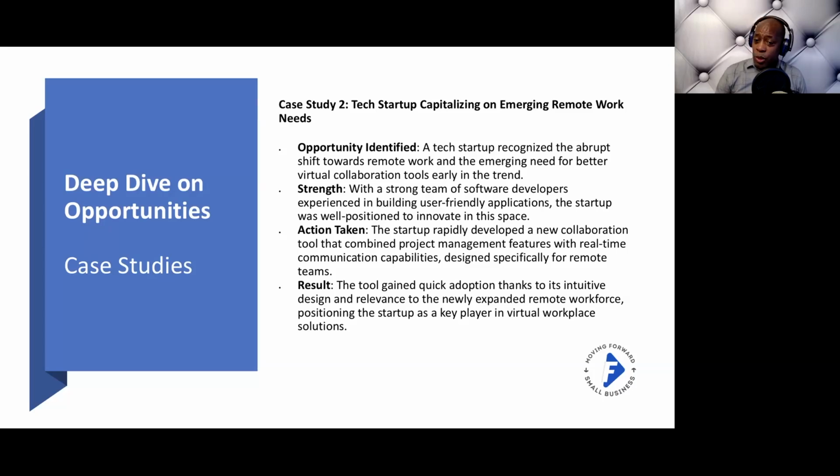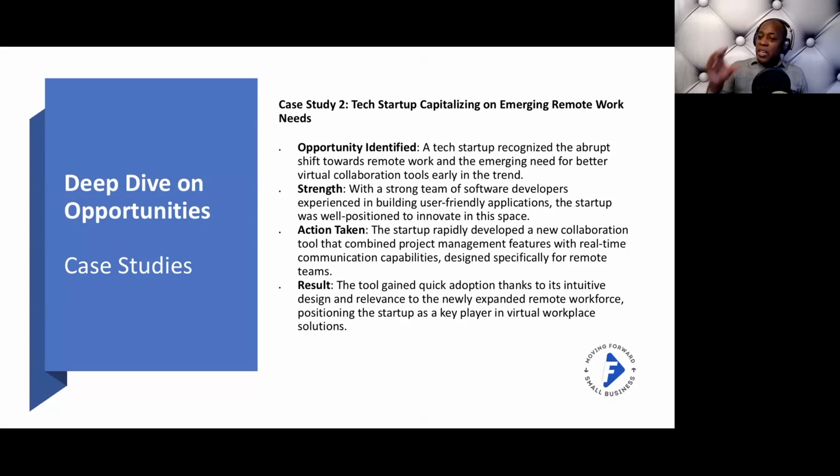And then the result was the tool gained quick adoption thanks to the intuitive design and reference to the newly expanded remote space, positioning the startup as a key player in virtual workspace solutions.